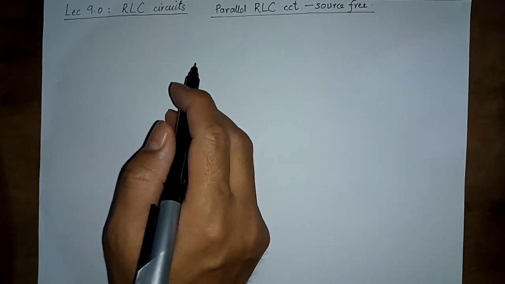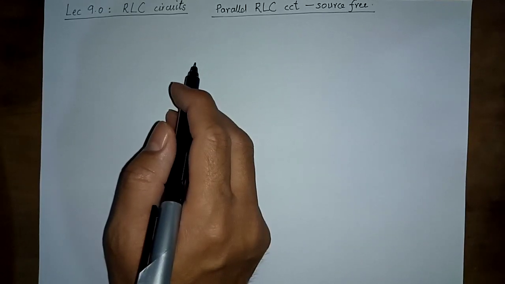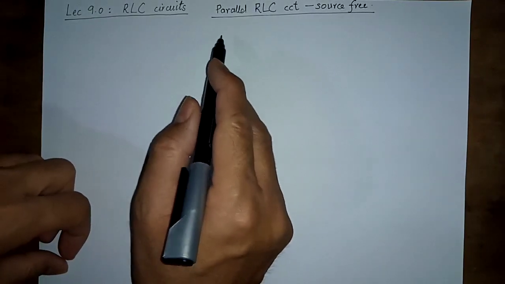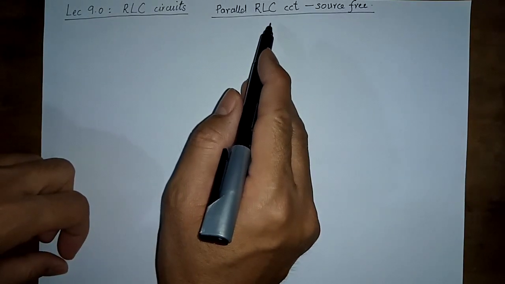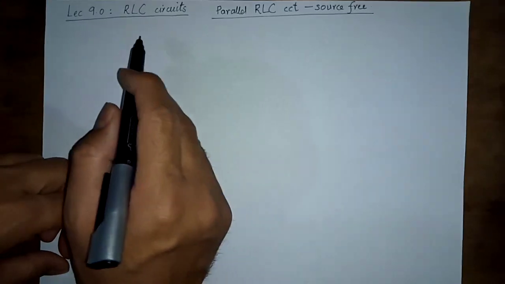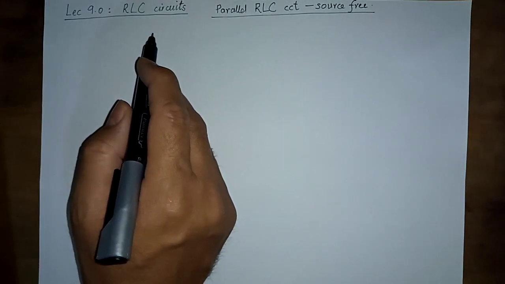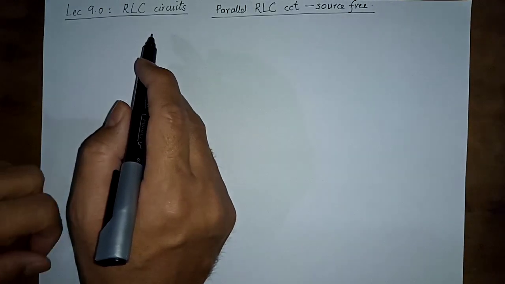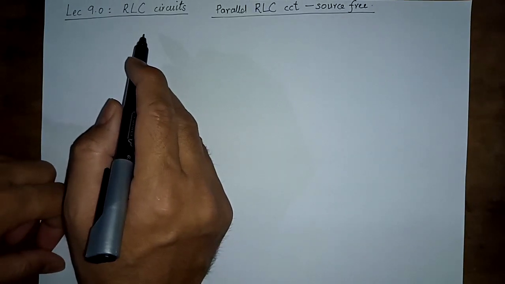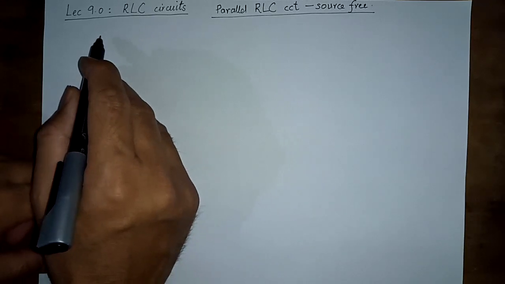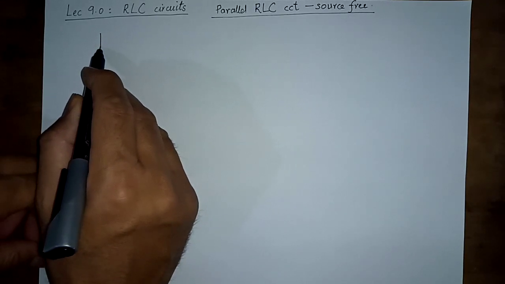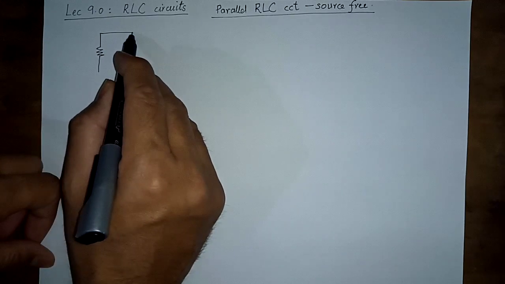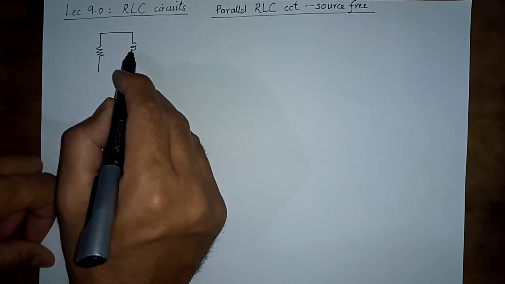We now take our discussion to RLC circuits. To begin with, we are considering a parallel RLC circuit, which is source free. That is, there is no DC source present in the circuit, and since we need energy, we assume that the energy storing elements, one or both of them, are going to have some initial energy in them.